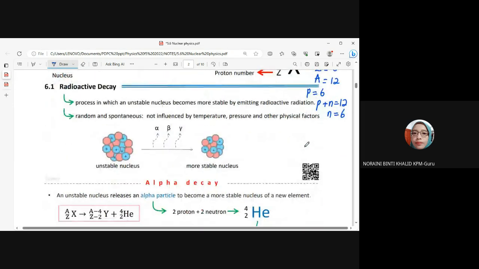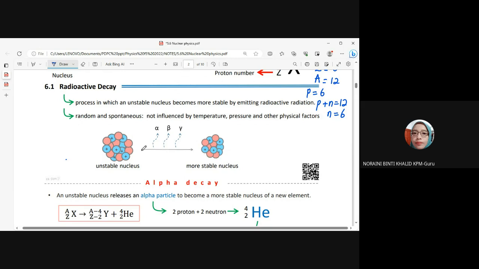Next, radioactive decay. Kalau ada soalan, you tanya terus tau. Mungkin saya akan laju dan terus tak stop, tunggu you all. You all boleh buka mic dan terus tanya je.